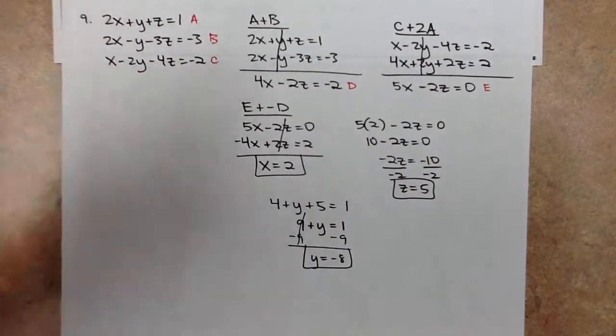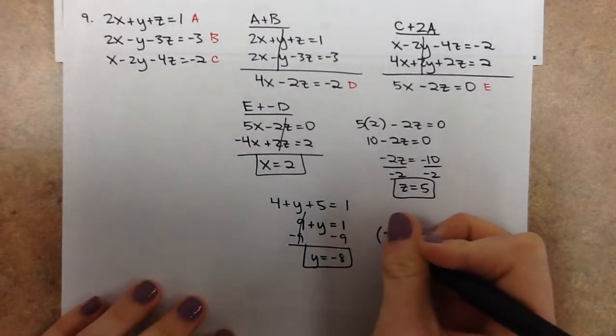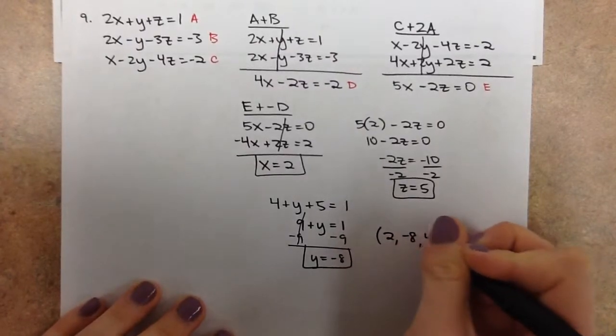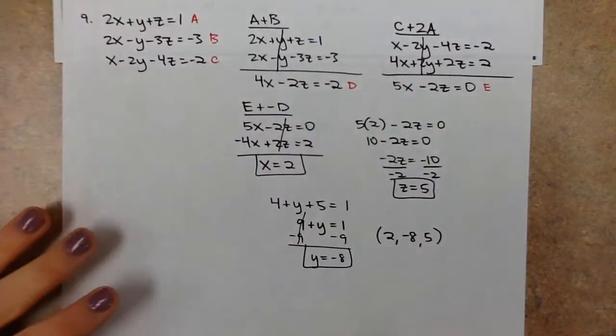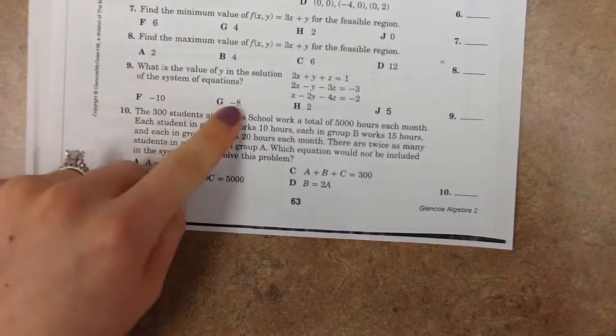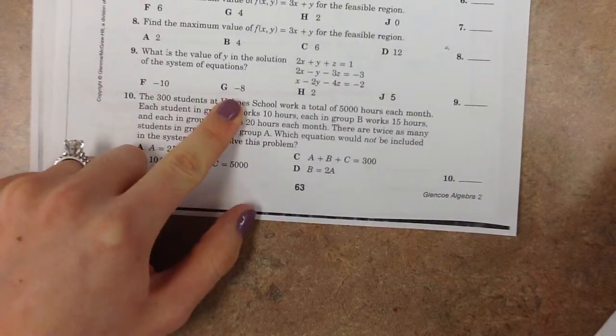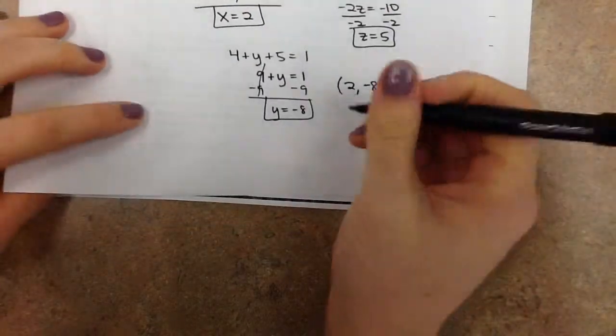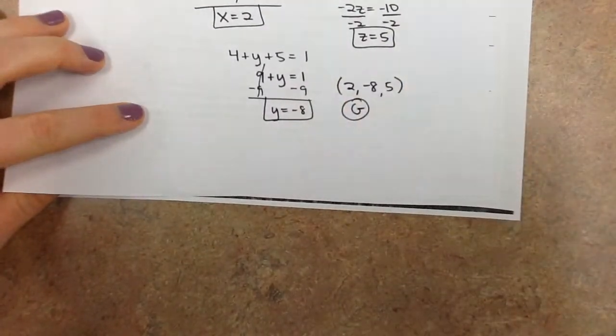So now I've got all three. Normally, like on your final, you would list the x, then the y, then the z. But of course, since this is multiple choice, they're asking for a specific value. They're asking, what's the value of y? The value of y we just found was negative 8. So for our sake here, we're just leaving letter G.